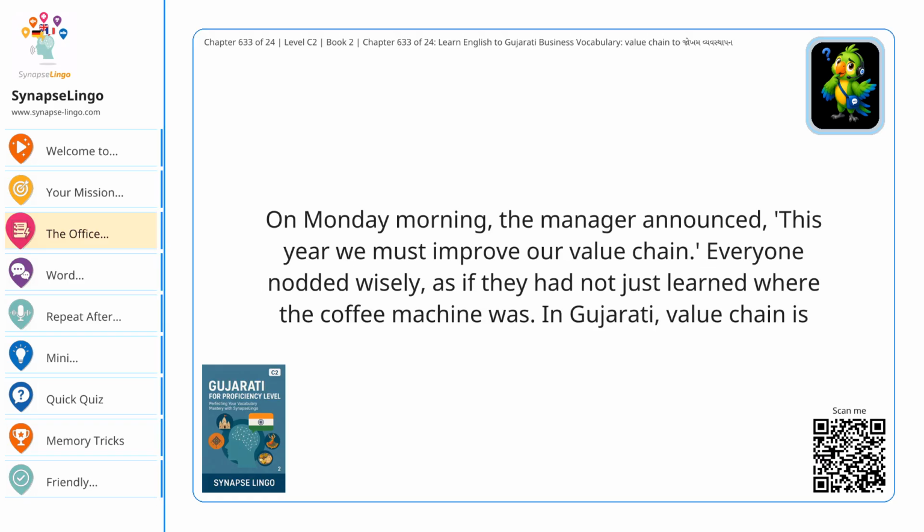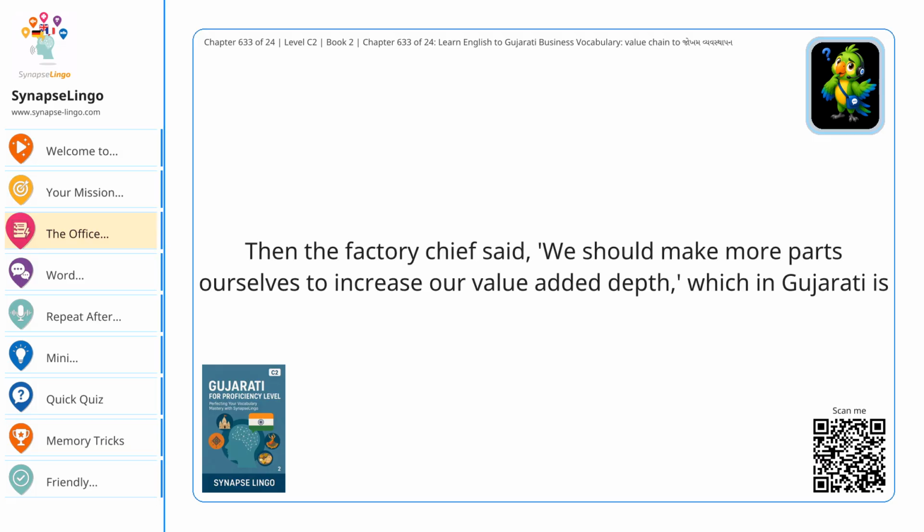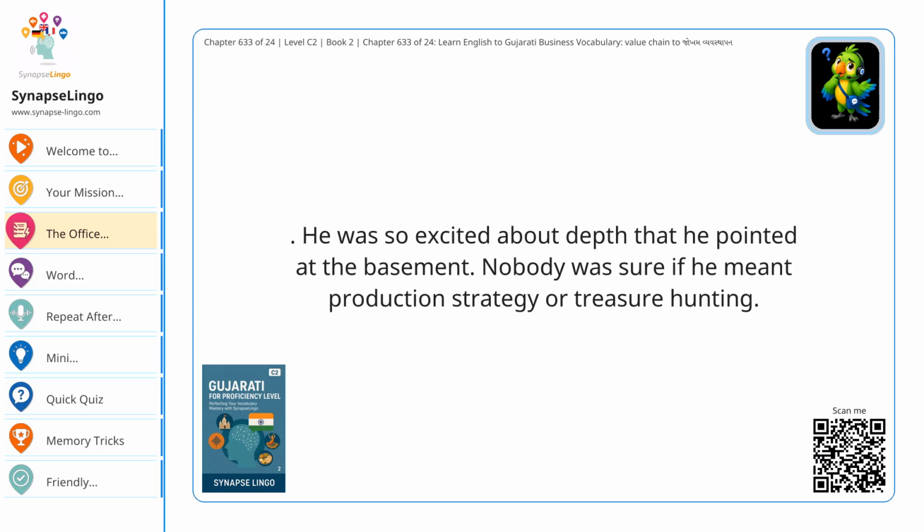On Monday morning, the manager announced, "This year we must improve our value chain." Everyone nodded wisely, as if they had not just learned where the coffee machine was. In Gujarati, value chain is મૂલ્ય શૃંખલા. Then the factory chief said, "We should make more parts ourselves to increase our value added depth," which in Gujarati is મૂલ્યવર્ધનની ઊંડાઈ. He was so excited about depth that he pointed at the basement. Nobody was sure if he meant production strategy or treasure hunting.